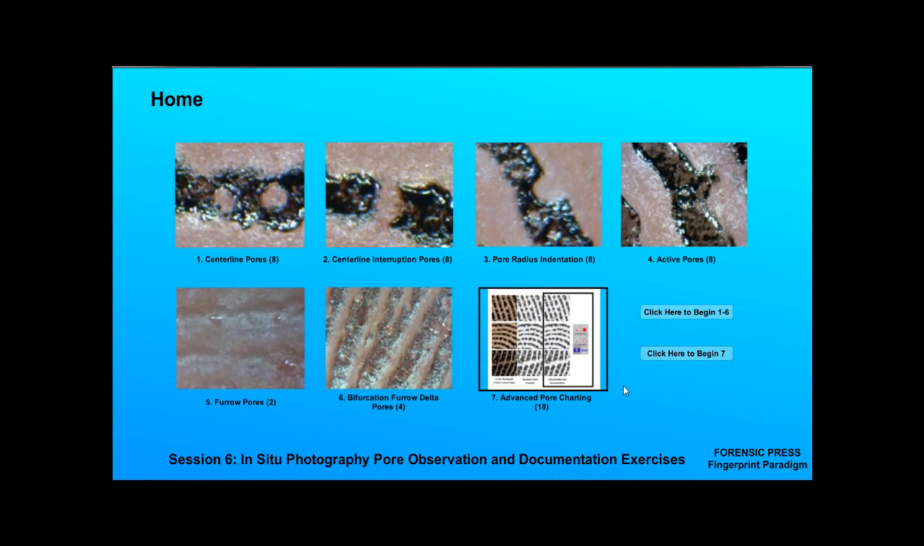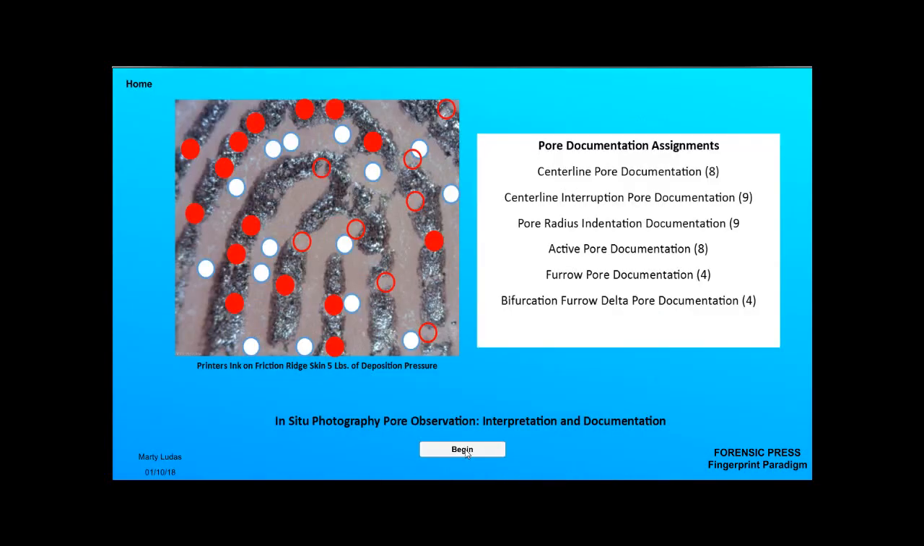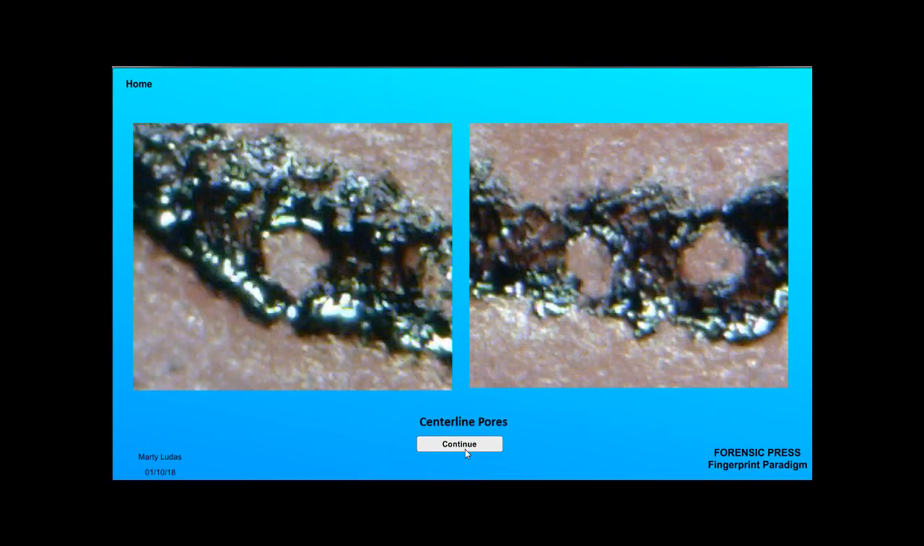The final examination in this is the advanced pore charting, and here you will be able to mark on actual fingerprint ridges. Let me demonstrate one of the activities as I click on 1 through 6. I'll select Begin. And the first chart that we look at is 2 photographs of centerline pores.